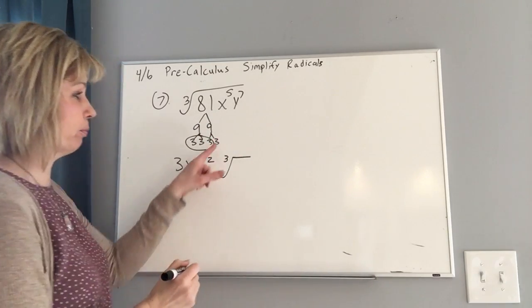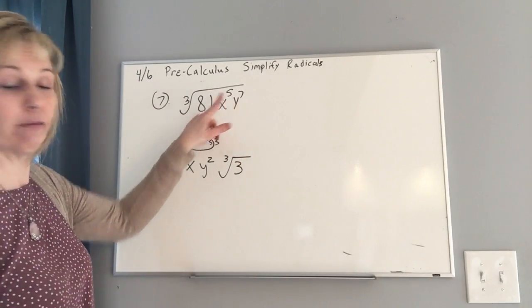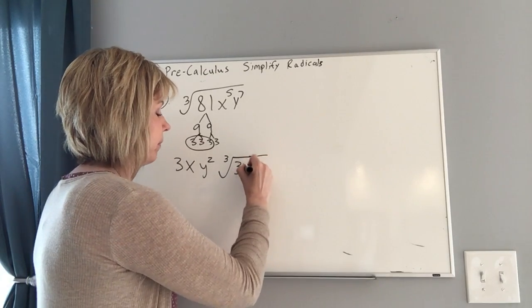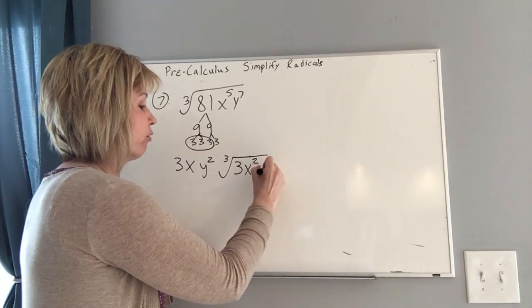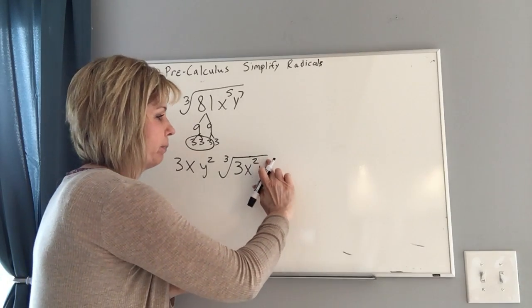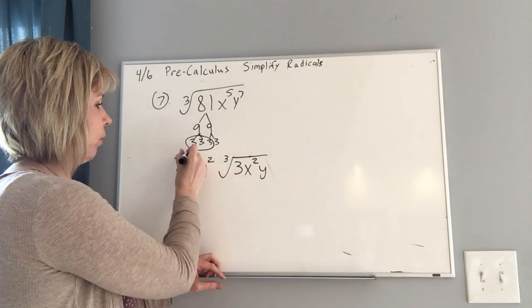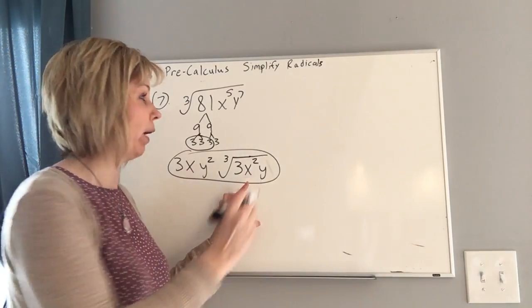Then underneath the cube root, you have 1 3 left. 3 can go into 5 1 whole time, and you have a remainder of 2, so x squared. 3 can go into 7 twice, and you have a remainder of 1, which you don't need to write as y to the first, it's just y. So then you would say it's 3xy squared times the cube root of 3x squared y.